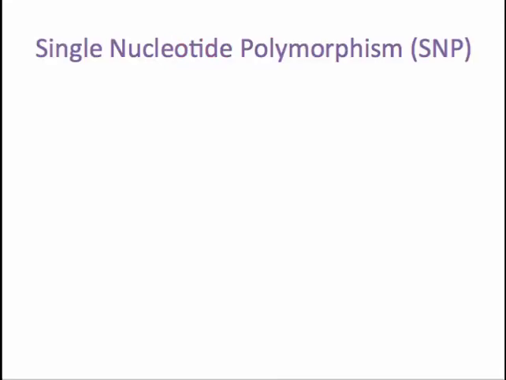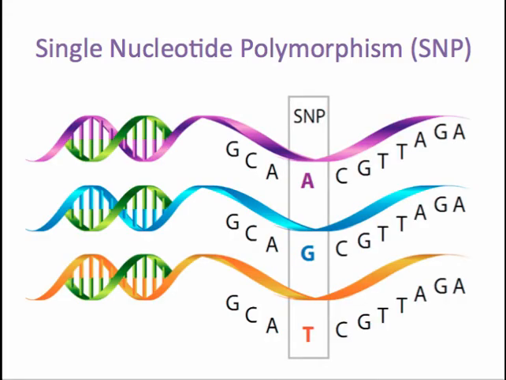The next marker is a single nucleotide polymorphism, or SNP. This is when we have a substitution of one base pair for another. As you can see here, we have 3 different individuals. The first individual has an A, the second one has a G, and the third one has a T.